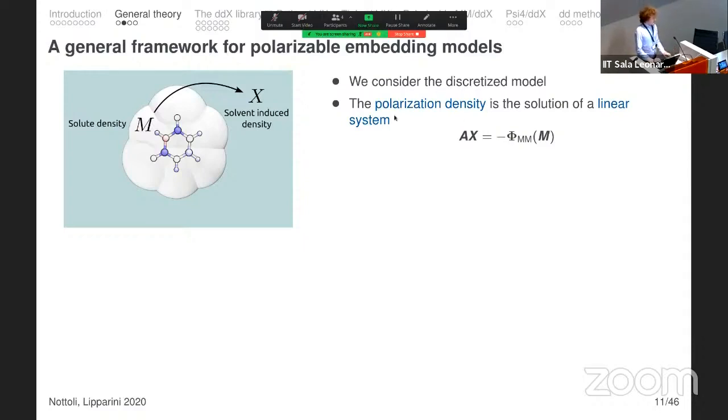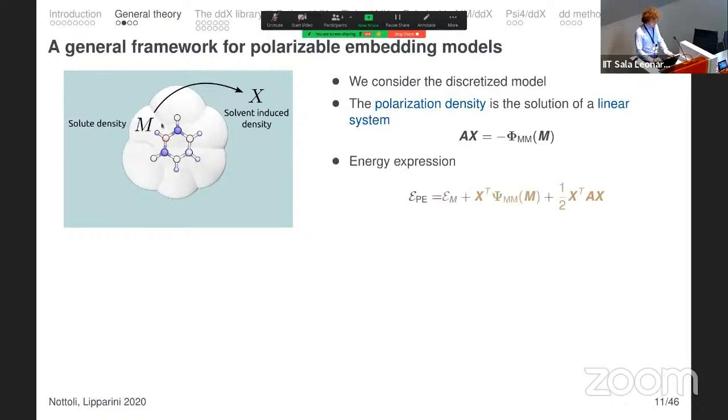And if we have a linear polarizable embedding model, it can be any linear polarizable embedding model, then we can write a linear system for the polarization density. Where we have some matrix which depends on the geometry of the system, our polarization density, or reaction field even. And on the right-hand side, we have some electrostatic property of the solute density. This electrostatic property is in general a linear function of it. And then once we solve this, we have to compute some energy. And the expression can be seen from this picture.